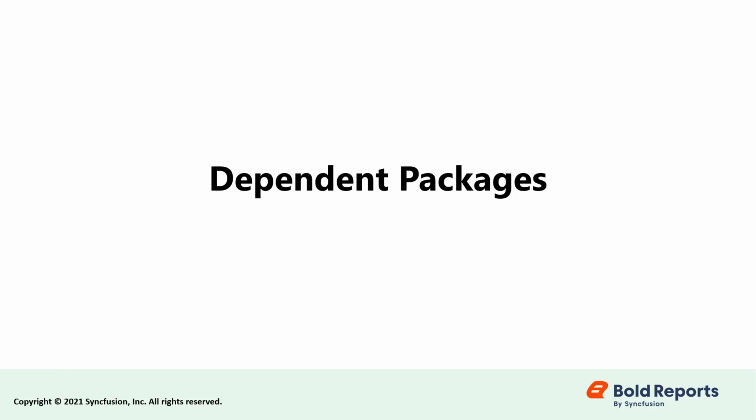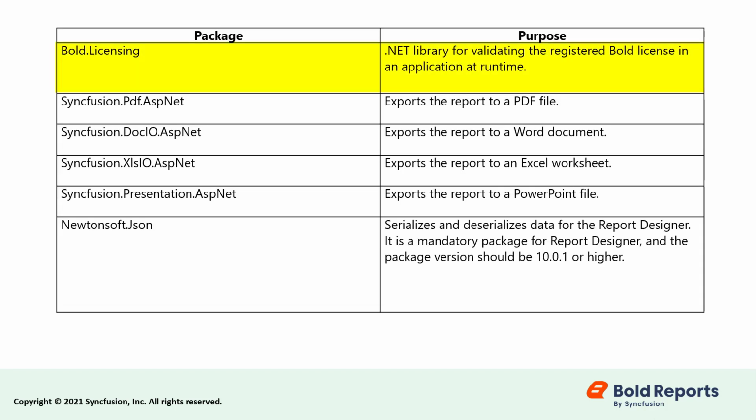The following table provides details about the dependency packages and their uses. The Bold.licensing package is a .NET library for validating the registered Bold license in an application at runtime. The syncfusion.pdf.ASP.NET package is used for exporting RDL or RDLC reports in PDF format. The syncfusion.docio.ASP.NET package is used for exporting RDL or RDLC reports in Word format. The syncfusion.xlsio.ASP.NET package is used for exporting RDL or RDLC reports in Excel format.